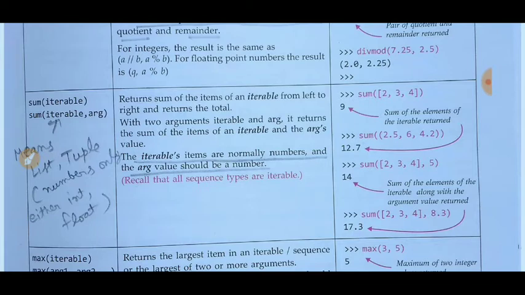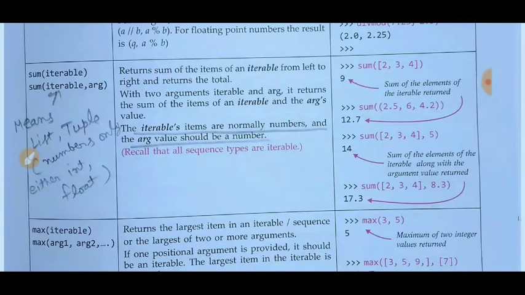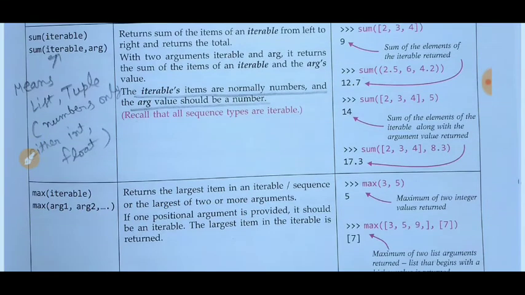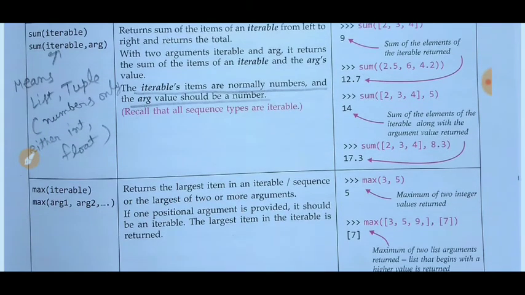So 2 plus 3, that is 5. 5 plus 4, that is 9. After that, the result of the sequence is added with the argument, so result is 14. Similarly, next example, its answer is 17.3. Is it clear? Now next function is the max function.